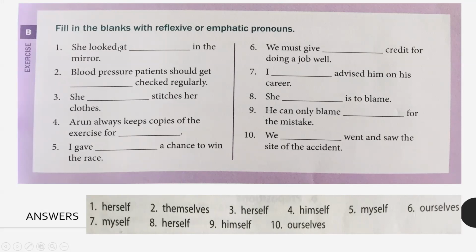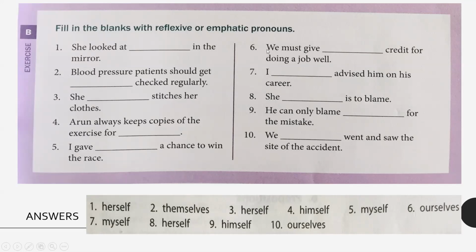In the first case, she looked at dash in the mirror. She means only one person, one girl. So we are using self. So in case of singular, you have to use self; in case of plural, you have to use selves. She dash stitches her cloth. Now she is singular. So the answer is herself. Arun always keeps copies of exercise for himself. Number 5, I gave myself a chance to win the race. Number 6, we must give ourselves credit for doing a job well.